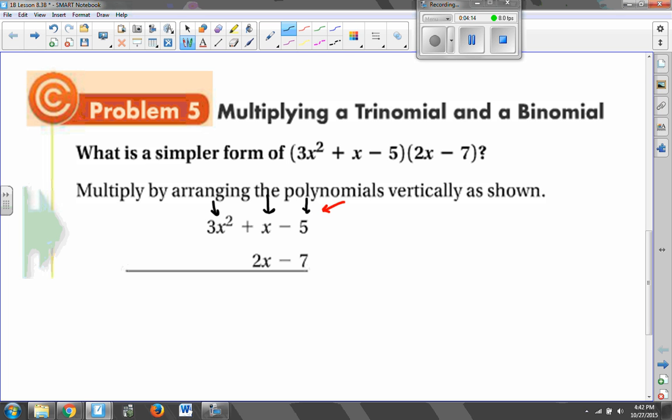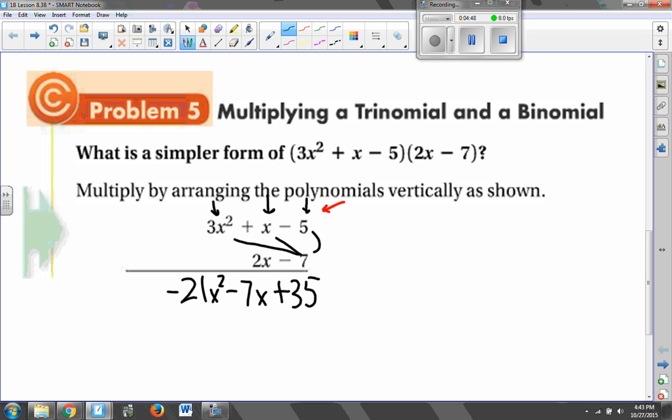Now, when I multiply these together, I'm going to multiply it just like I said when we used to do 2-digit long multiplication. I'm going to multiply the negative 7 times the negative 5. Negative 7 times negative 5, that's a positive 35. Then I'm going to go negative 7 over to the x. That is going to give me a minus 7x. Then I'm going to go negative 7 all the way over to the 3x squared, which is going to give me a minus 21x squared.